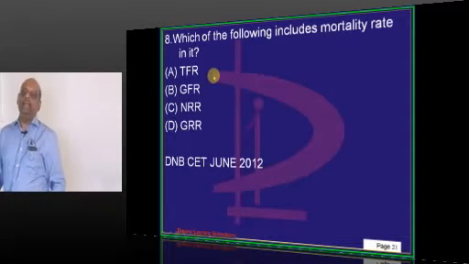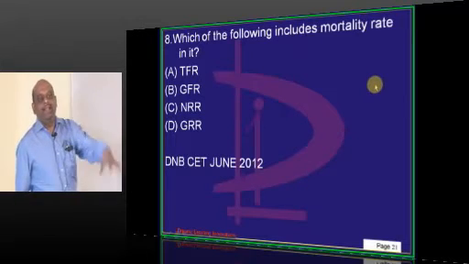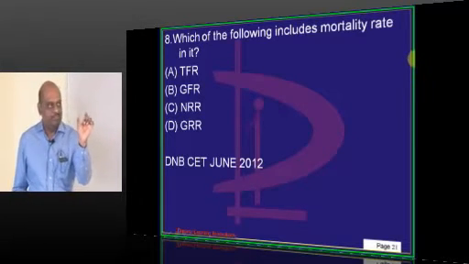So 0 to 4 months. Now which of the following includes the mortality rate in that country while calculating the indicator?